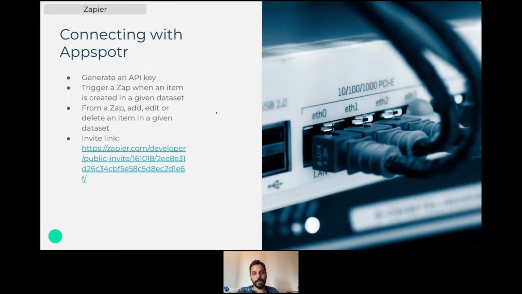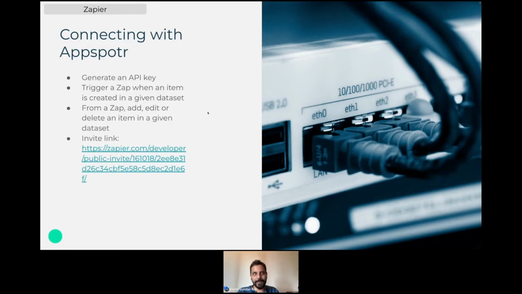How this works and how we connect with it is, you just need to generate an API key in the CMS and provide that to your Zapier account. And then Zapier will be able to communicate with Appspotr. And what it can do is trigger a Zap when an item is created in a given dataset, or updated in a given dataset, or deleted in a given dataset. And then also the other way around, from a Zap, you can add, edit, delete an item in a dataset when something happens. So yeah, a lot of word soup, word salad, but that's how it works.